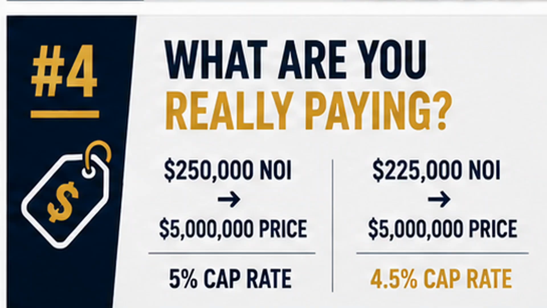Number four is the purchase price. But I don't mean simply asking, what's the asking price? I want to know what I'm actually paying relative to the property's income. For example, if a building produces $250,000 of realistic NOI and you're paying $5 million, you're buying at a 5% cap rate. But if your corrected NOI is actually $225,000, you're really buying at a 4.5% cap rate. That's a very different investment.